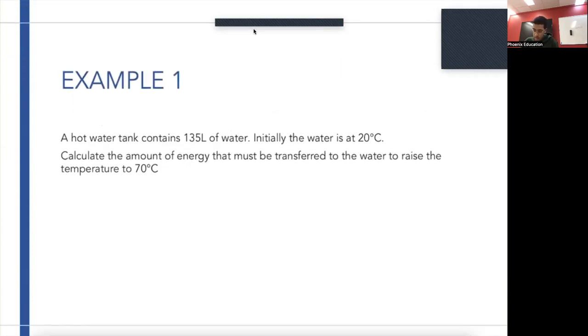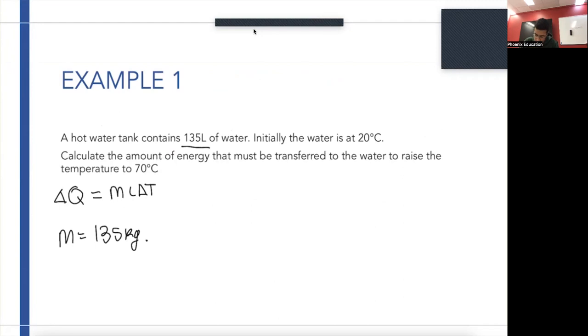Okay, so let's do this question. A hot water tank contains 135 liters of water. Initially, the water is at 20 degrees. Okay, so we'll write down all our information. First, we write down the formula, Q equals MCAT. And we know that the mass of the water is 135. So 135 liters is the same thing as 135 kilos.